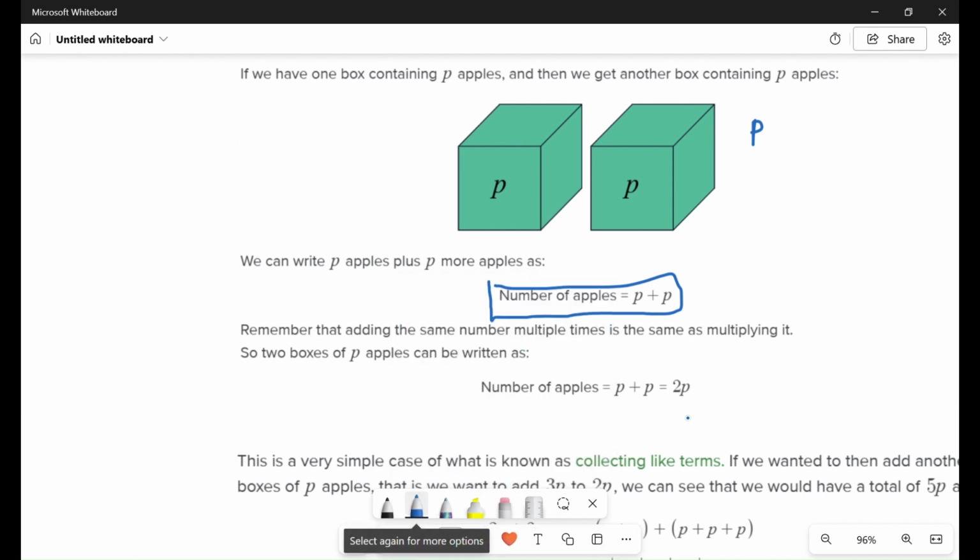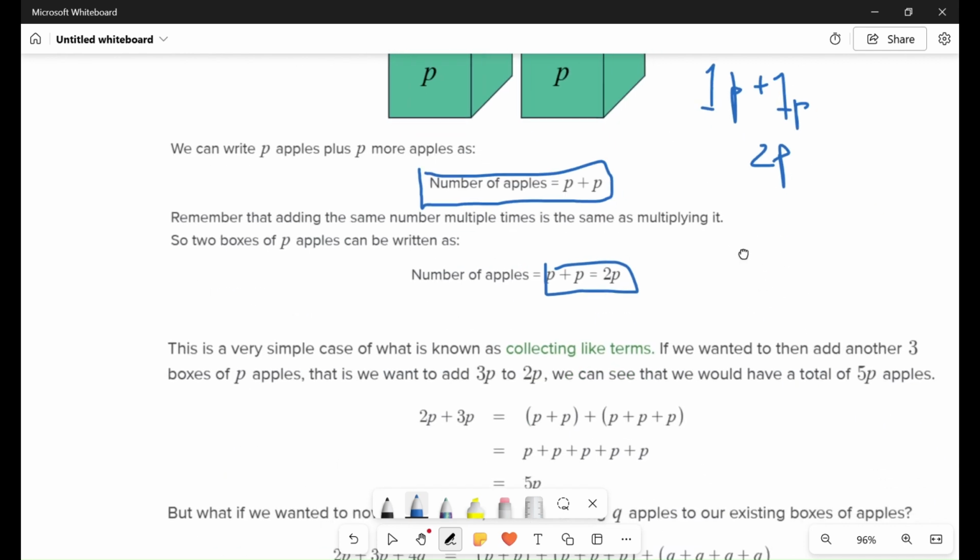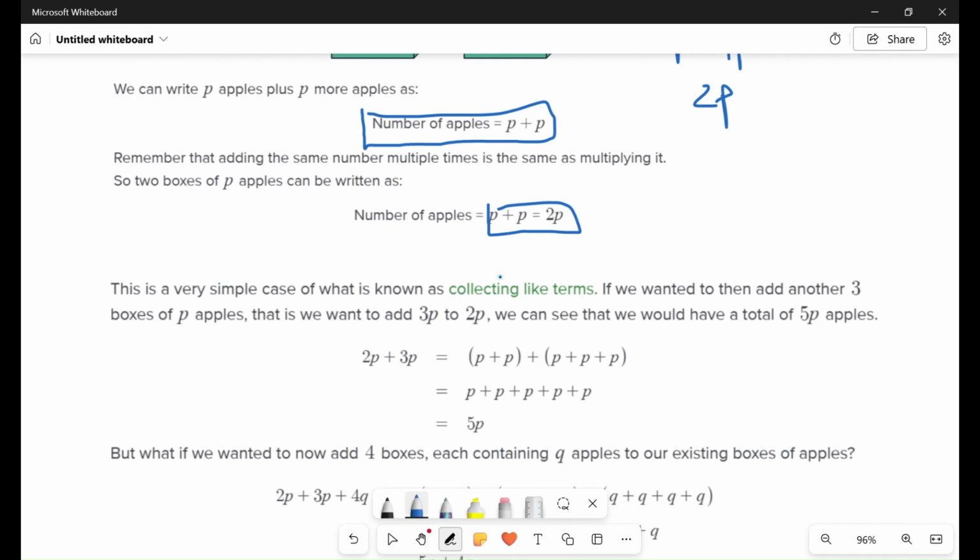Now we get p plus p is equal to 2p. If there is no coefficient in front of the variable, assume it is 1. So 1p plus 1p, you add 1 plus 1, 2p. This is a very simple case of what is known as collecting like terms. Now if we wanted to add another 3 boxes of p apples, we would add 2p plus 3p. So p plus p plus p plus p plus p, which is 1, 2, 3, 4, 5, 5p. So you can just add 2 plus 3, which is equal to 5.